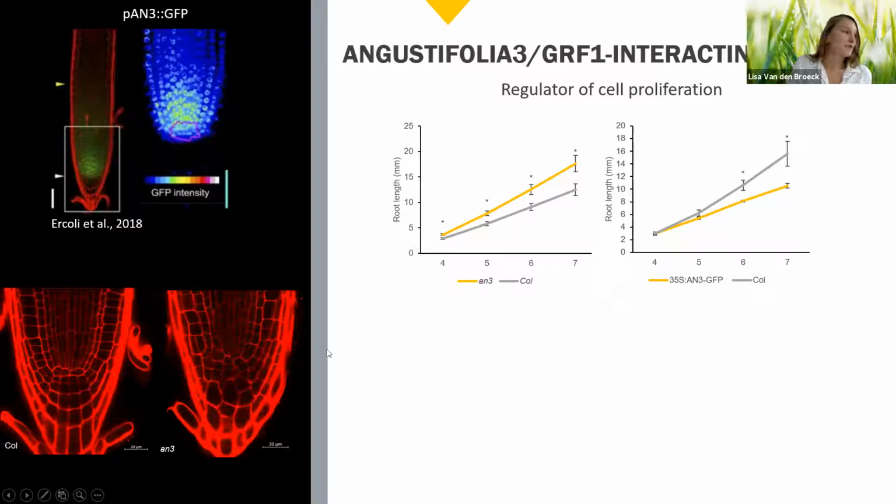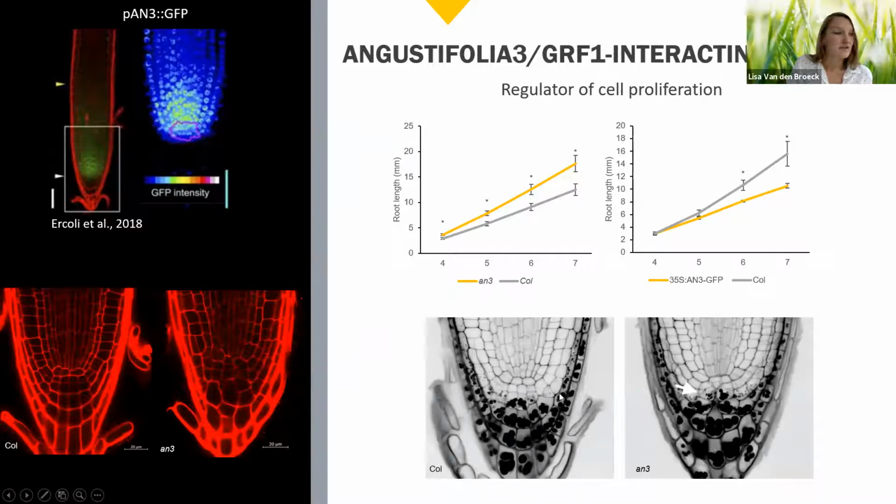And we also confirmed the disorganized QC in the AN3 mutants and showed that the mutant contains starch granules, you can see it here, in the cells that are normally the undifferentiated columella stem cells. So they should not contain these starch granules if they kept their right identity.